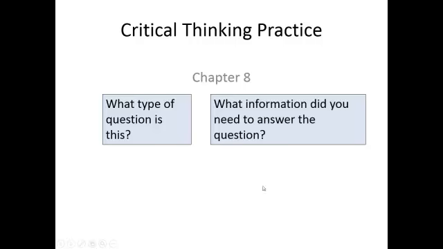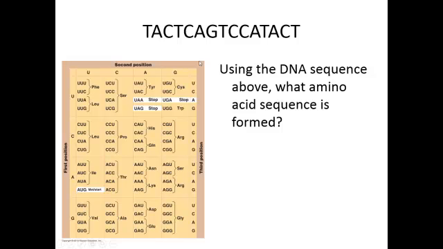Here are the answers to the critical thinking practice questions for Chapter 8. So in this first one, I asked you to figure out what amino acid sequence would be formed from this DNA sequence or template strand. The first thing that I would do if I were answering this question would be to divide these nucleotides up into threes. So I'm just going to zip right through there and separate them into threes. That helps me keep track much easier.